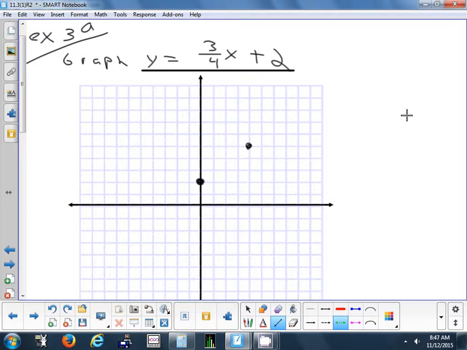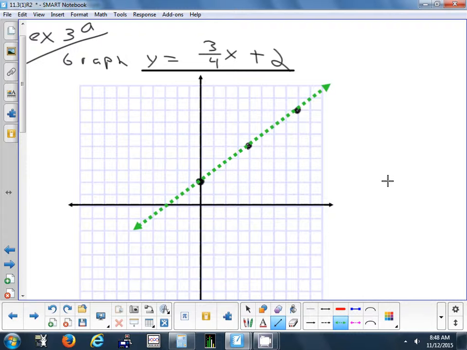Do it again. 1, 2, 3. Up 3, right 4. You can do it as many times as you want. Now, if you ran into a situation where, if I did this one more time, I can't go any more. I'm going to go off my graph. It's not from the origin, but start from your y-intercept again and do the opposite.